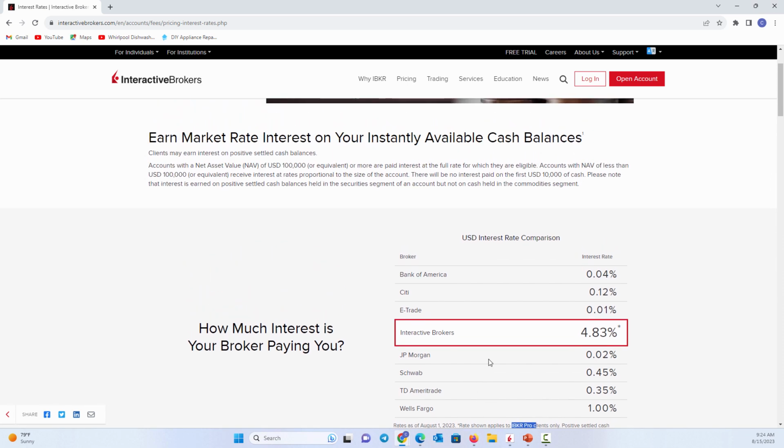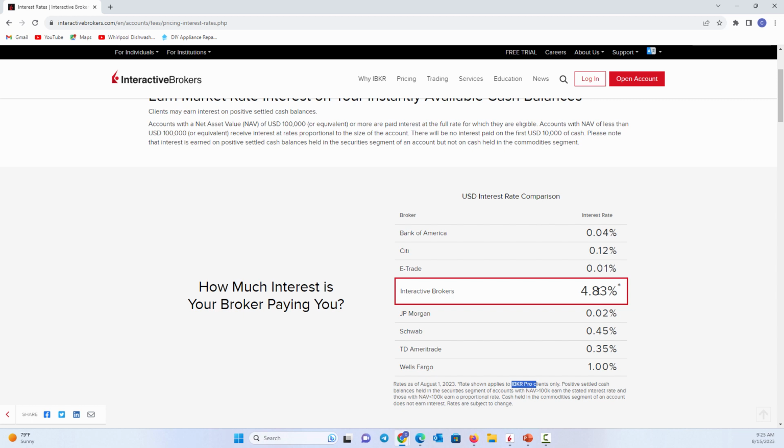But if you're in IBKR Pro, you can be collecting a much larger amount of interest on cash that's sitting in your account unused. And it's really surprising how many people hold a lot of cash. So this could be significant. 4.83% versus your E-Trade account, versus your JP Morgan account, versus your Schwab account, where they're paying you next to nothing.